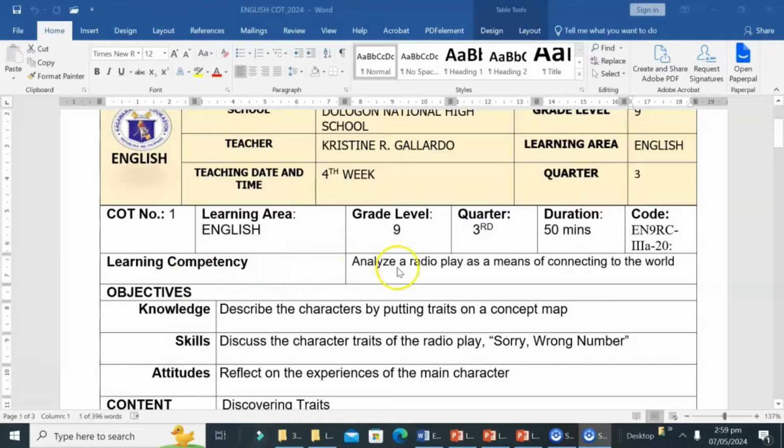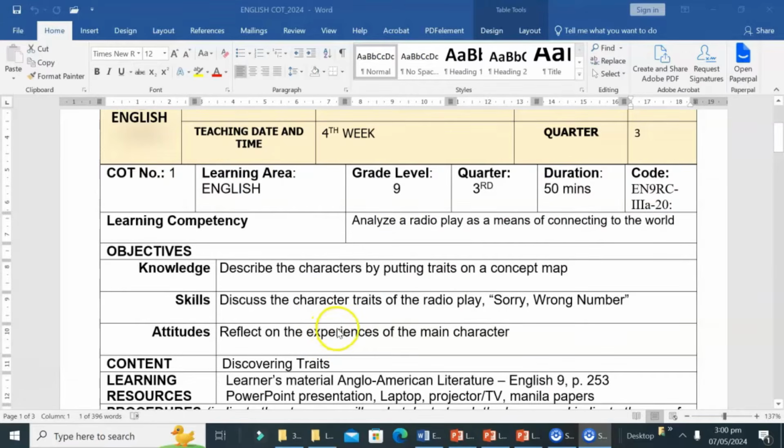Then here is the learning competency. You can still get this in the curriculum guide. That is to analyze a radio play as a means of connecting to the world. This is really taken from the curriculum guide. And then from the bigger competency, you have to chunk it into 3.